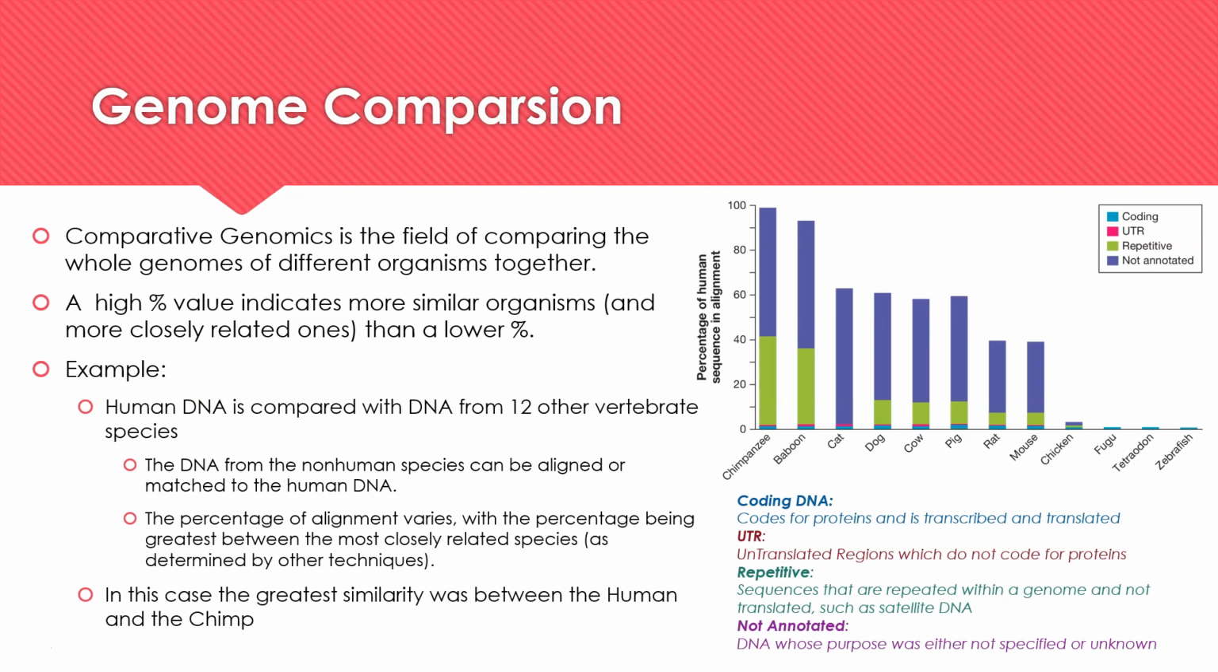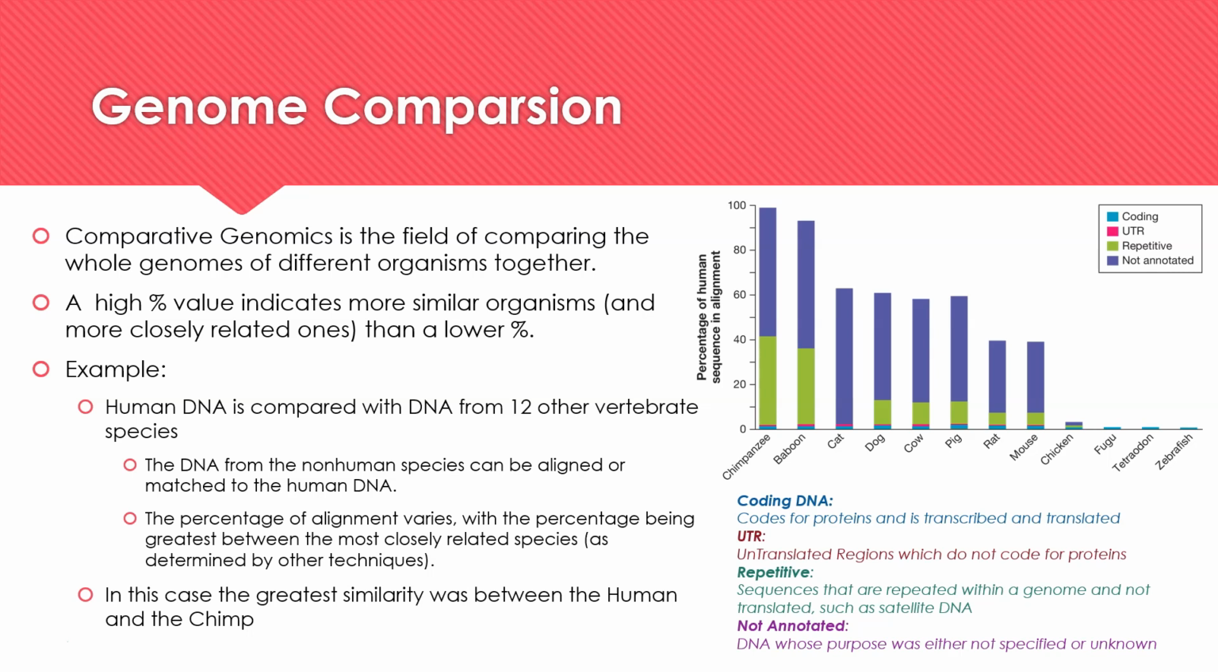Then in pink, you have what's referred to as UTR, or untranslated regions. These are regions that might have important information in them, but they actually don't code for proteins. They might code for other things, or maybe an enhancer sequence is included within that section. Then you have the green, which is repetitive. These are sequences that are repeated within the genome. They're not translated. This might be something like satellite DNA. And finally, you have the purple section, which is not annotated. It's DNA, but we don't know what the purpose is. It's either not specified or it's unknown. But you can compare that as well still.